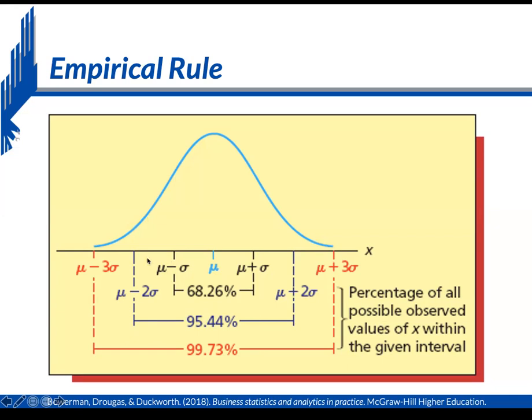And if you increase that interval to two standard deviations, the probability that x will be inside that interval is 95.44%. And then for three standard deviations, that's 99.73%. So at least we have three known percentages. And now we also know them to be probabilities as well.